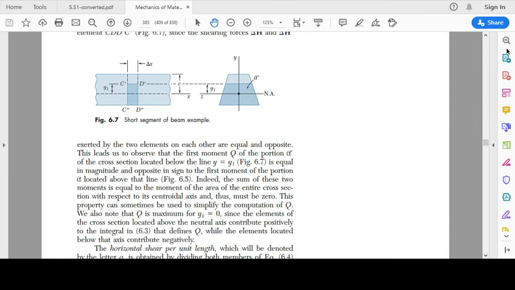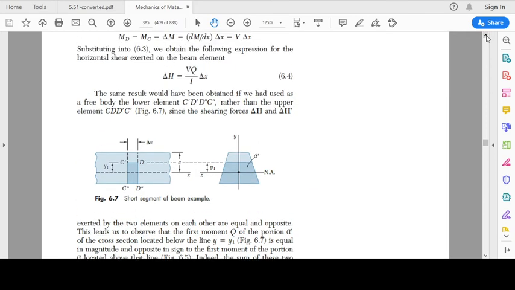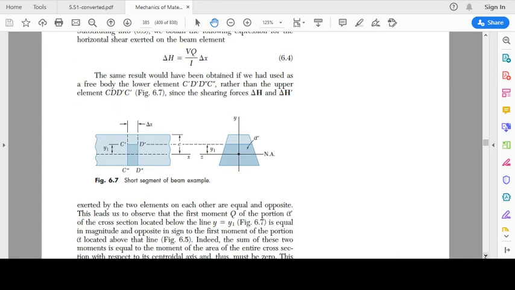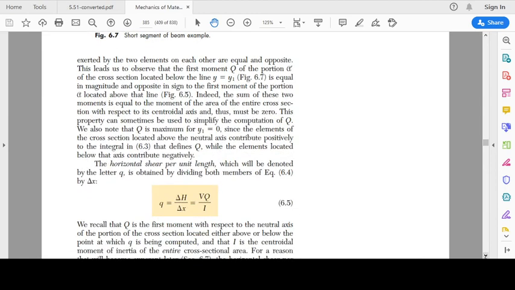Since we have this relationship for horizontal shear in terms of the length of the beam segment, delta x, we can divide this by delta x. That gives us the horizontal shear per unit length, delta H divided by delta x, which we defined as shear flow. So that gives us small q. So we just divide the equation by delta x, and small q is equal to VQ over I.